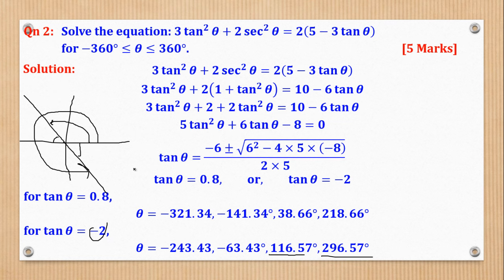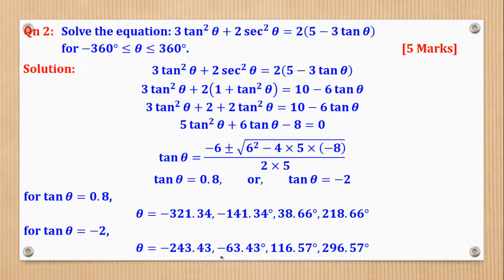Now we shall go to negative angles. From here up to here, that is negative 63.43, which is here. Then from here all the way up to here, that will be negative, then in brackets you put 180 plus 63.43, and you will come up with this. And that's how they get the angles. And basically, that's why they want it.